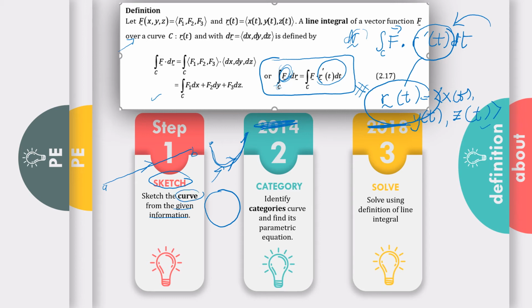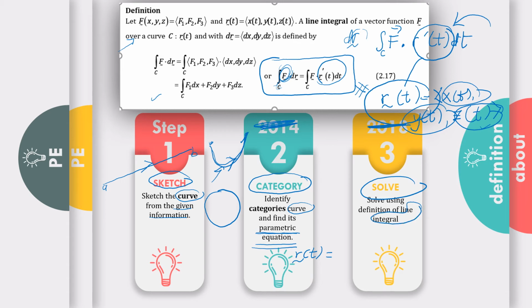You need to sketch the curve based on the information given. The second step is you need to identify the category of curve and find its parametric equation. What is the parametric equation? It is your r(t), which is given in the form of x(t), y(t), and z(t). You need to find out what your r(t) is. And then finally you solve the problem by using the definition of line integral.